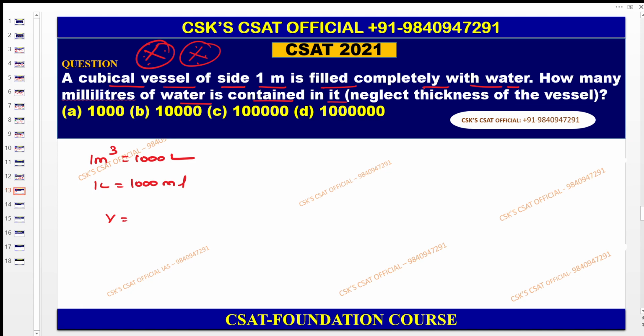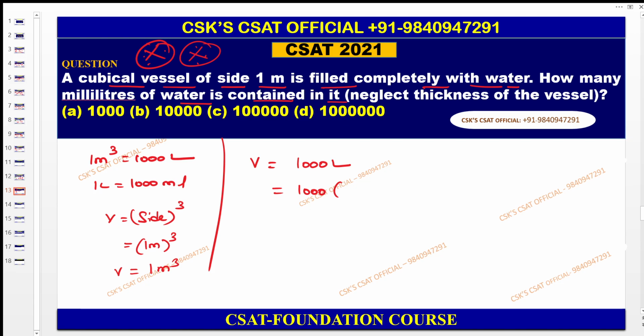Then you know volume is equal to side cube. The vessel of side 1 meter, so the volume is 1 meter cube. 1 meter cube is nothing but 1000 liter. Now the answer is how many milliliter? So 1000 into 1 liter is equal to 1000 ml, therefore 6 zeros you have to write. 6 zeros means D option.